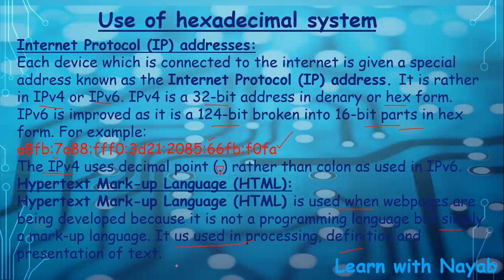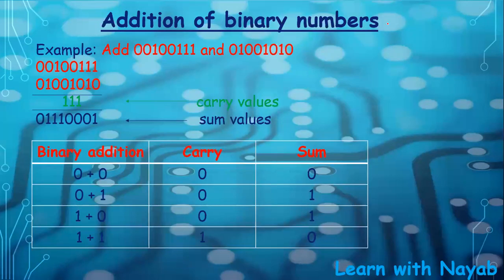Now we're going to talk about the addition of binary numbers. Example: add 00100111 and 01001010. We have to add these two numbers. As present in the table, in binary addition there will be no carry if we add 1 plus 0. These are the carry values here. So there's just going to be 1, then 1 plus 1.